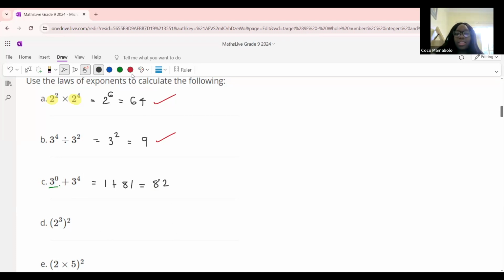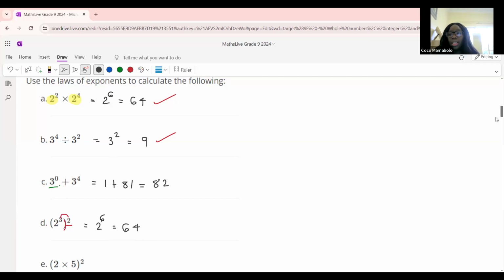Right. In D, I can see here that we've got a bracket and an exponent. So I'm first going to keep my base. I'm not going to change my base. I'm going to keep it. And I'm going to multiply my 2 exponents. So that becomes 2 to the power 6, which is also 64.